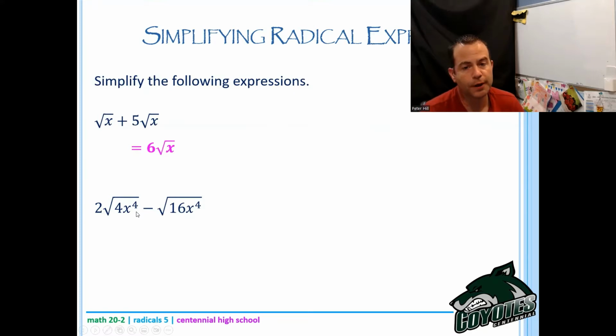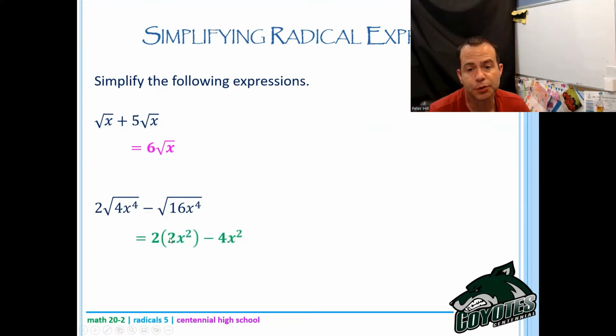2 root 4x squared minus root 16x to the 4. Okay, so the root of 4 is 2. The root of x to the 4 would be x squared. So this could be 2 times 2x squared. The root of 16 is 4, and the root of x to the 4 is x squared. So this becomes 2 times 2x squared minus 4x squared. I just simplified the radicands first. Now that becomes 4x squared here, 2 times 2. So I end up with 4x squared minus 4x squared, which is just 0.